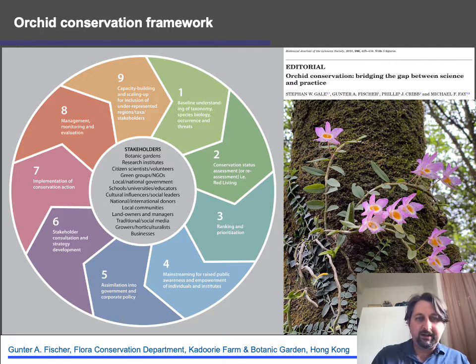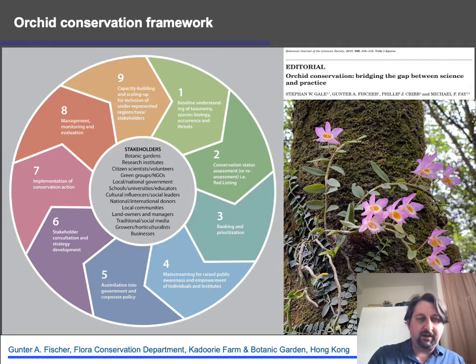So now we come to conservation. So what can we actually do? As a follow-up from an orchid conservation conference we hosted in Hong Kong a couple of years ago, we published in the Botanical Journal of the Linnean Society a framework which gives a guideline of how to conduct a comprehensive orchid conservation program.